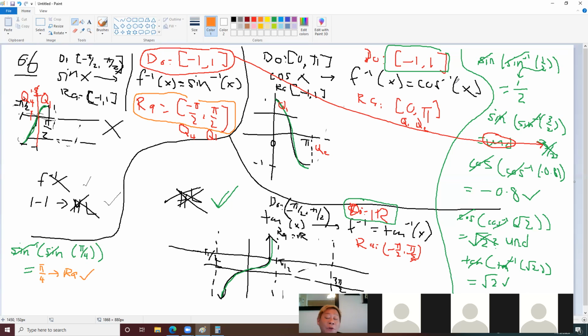So you have to be really careful here. It depends on whether we have sine or sine inverse first. If you have sine inverse first, you look at the range. Otherwise, look at the domain.